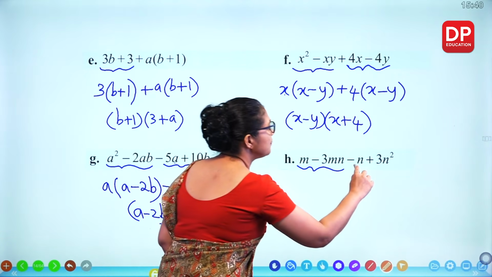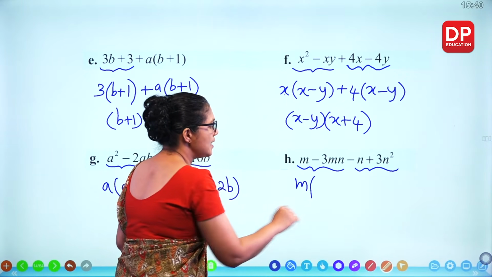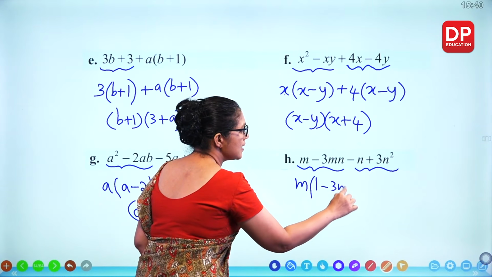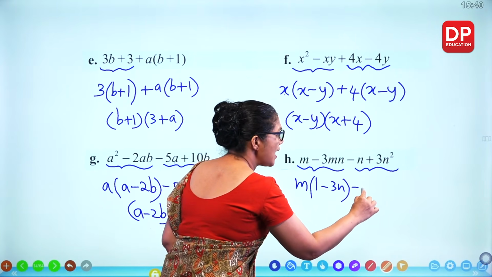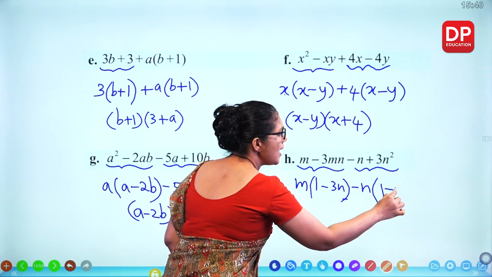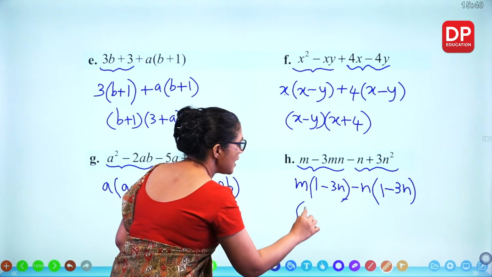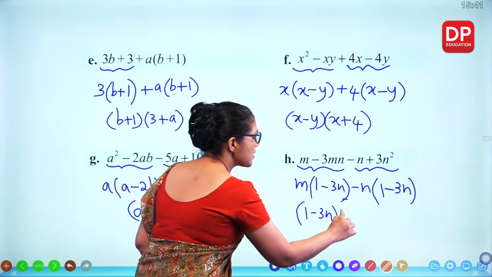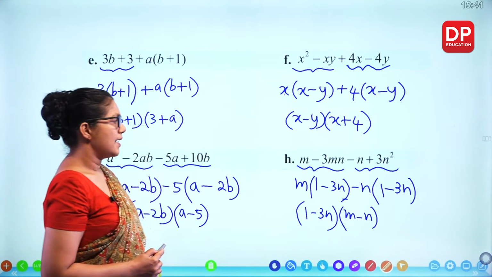The last part, again 4 terms. Take 2 at a time. I can see m is common. Take it out. What's remaining then? 1 minus 3n. Here n is common. I'll take minus n out. Then I get 1 minus 3n. 1 minus 3n is common. What's the remaining part? You get m minus n.